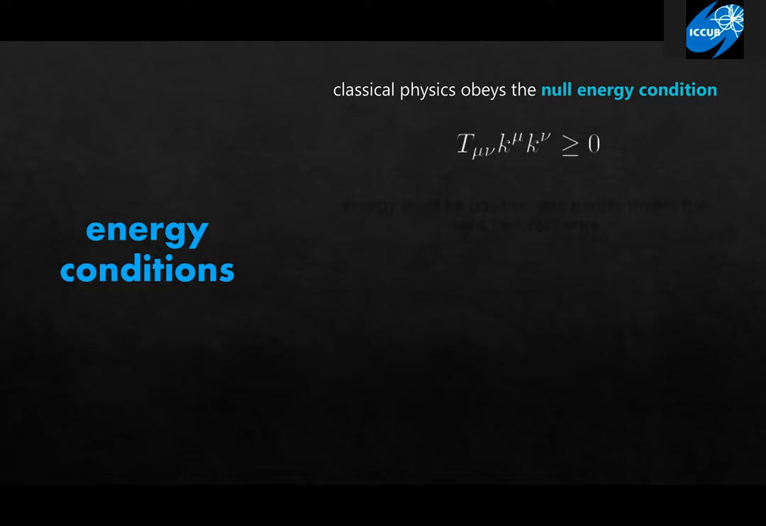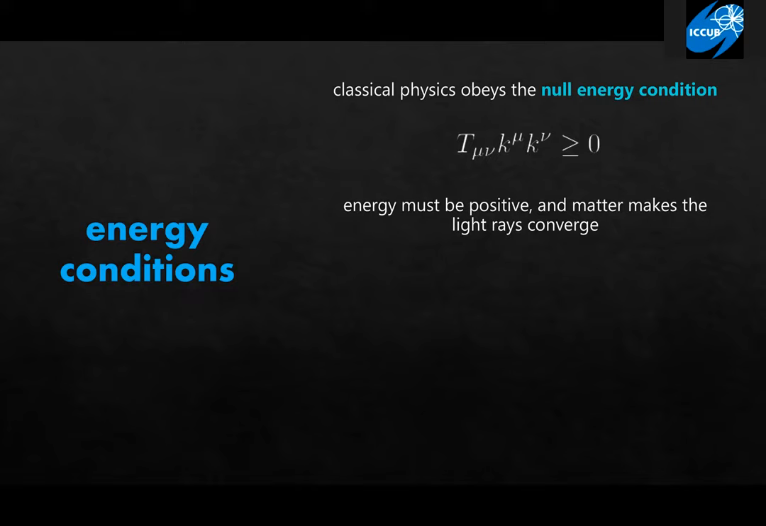Mathematically, this is written in this way. It's just a statement that the stress tensor contracted with two null vectors has to be positive, or in more layman's terms, energy must be positive at every point. And this is going to be the weakest condition for all classical matter. One thing that we can do with this energy condition is derive from it that classical matter will make light rays converge. This is just a restatement of the fact that matter has a gravitational field around it.